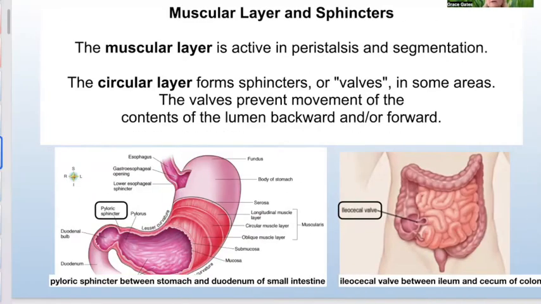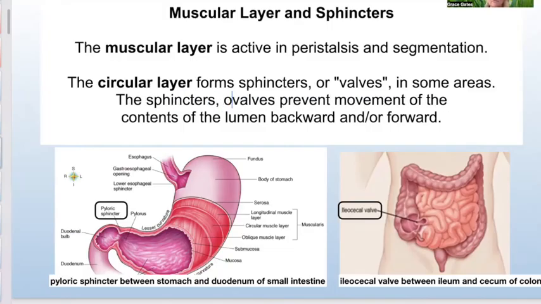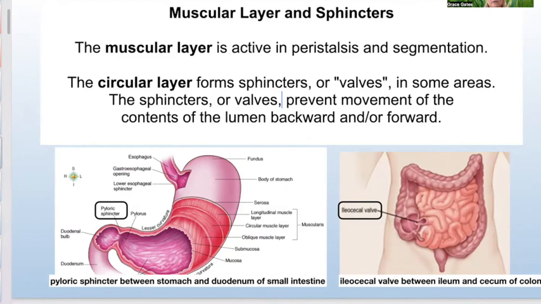The muscular layer is active in peristalsis and segmentation, two forms of movement in the digestive tract. The circular layer forms valves or sphincters in some areas. The valves prevent movement of the contents of the lumen backwards and/or forwards. You can choose which word you like better, sphincters or valves. We learned about arrangements of muscles and we learned sphincter, but in the digestive system, they sometimes call a sphincter a valve.